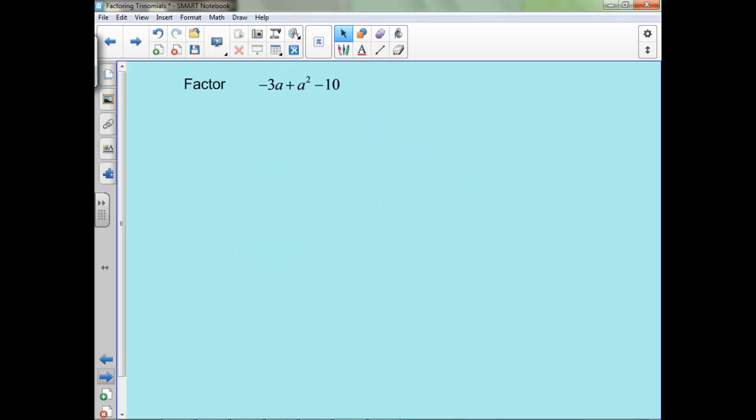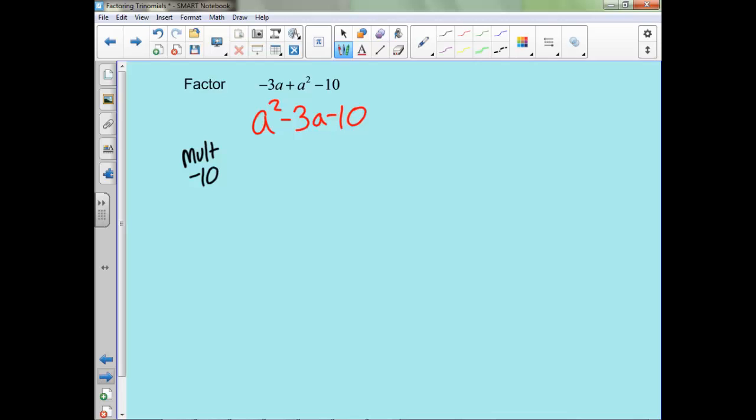Alright, so now we're going to factor this one. Notice first, though, it's not in the correct order. We need that squared term to be first, so all we have to do is reorder it. And now this is something we can deal with. So we need to multiply to negative 10, because remember there's a 1 here, and add to negative 3.